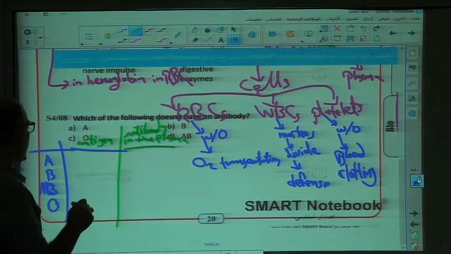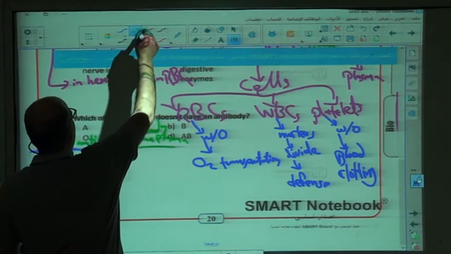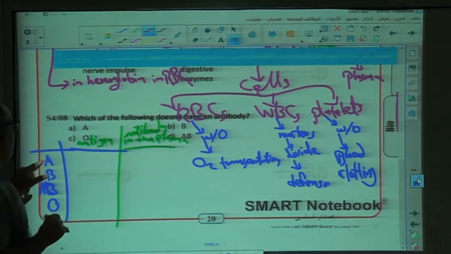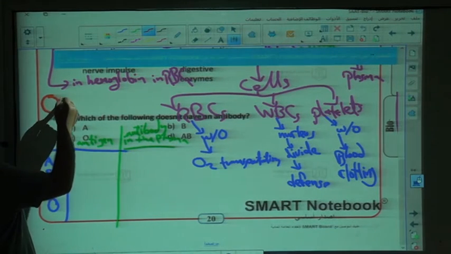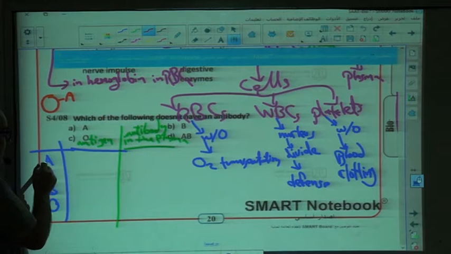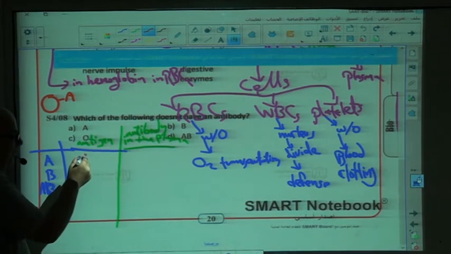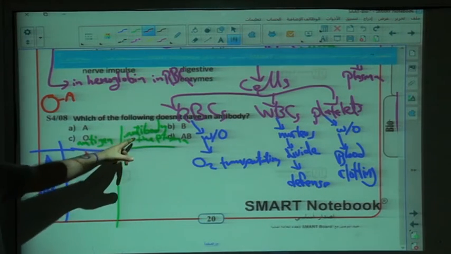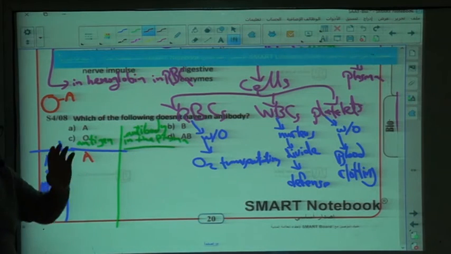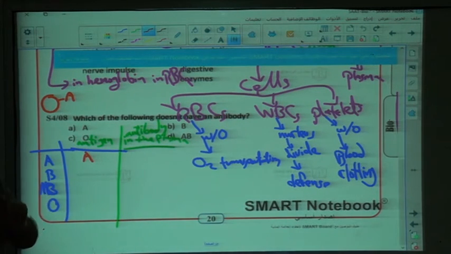Guys, on a red blood cell we found on the surface antigen A. So blood group A has the antigen A. Antigen, guys, is a glycoprotein. So it is from type A. The person with the blood antigen A has in his plasma antibody B.